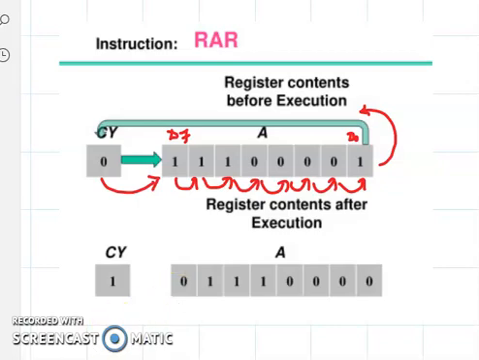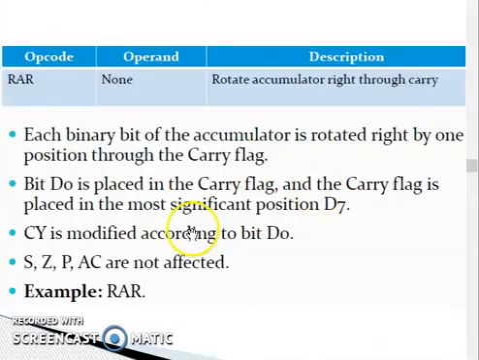So that is RAR. This is again a very important one, and we can use it for many applications. Once again, RAR is rotate accumulator right through carry, and each binary bit of the accumulator is rotated right by 1 position. Here again the carry is modified according to the bit D0.